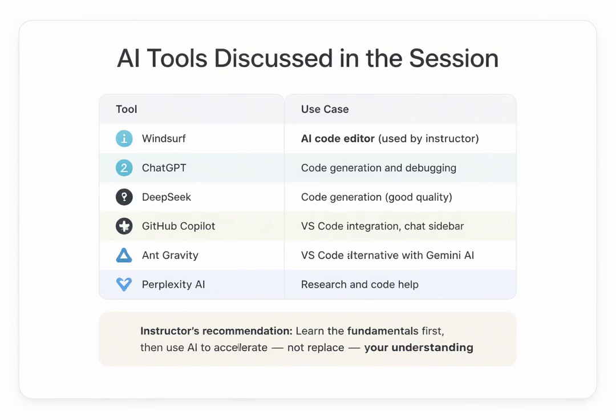During the session, several AI tools came up in discussion. The instructor primarily uses Windsurf for AI-assisted coding. Students asked about various alternatives: ChatGPT for code generation, DeepSeek, which the instructor notes used to give very clean code, GitHub Copilot, which integrates directly into VS Code with a chat sidebar, Antigravity, which is essentially a VS Code alternative with Gemini AI built in, and Perplexity AI for research.